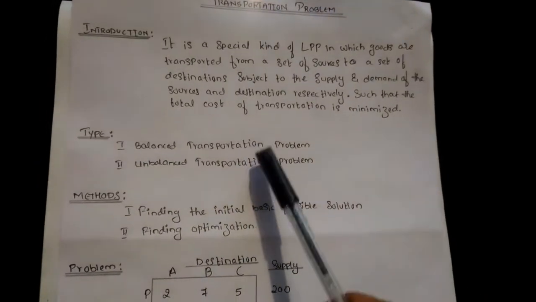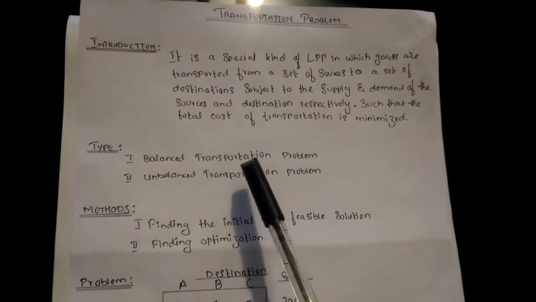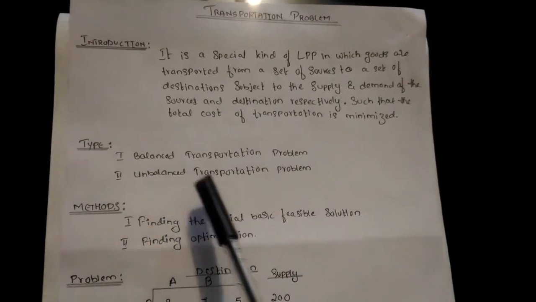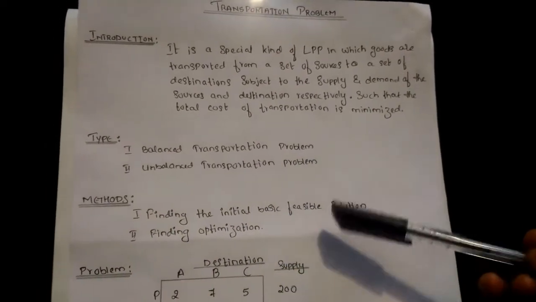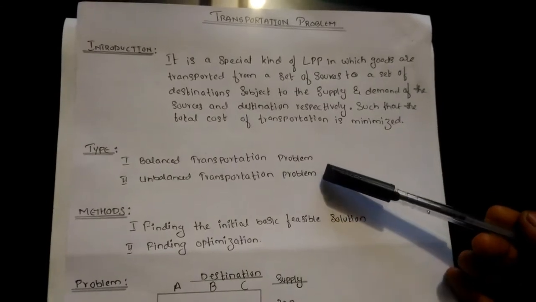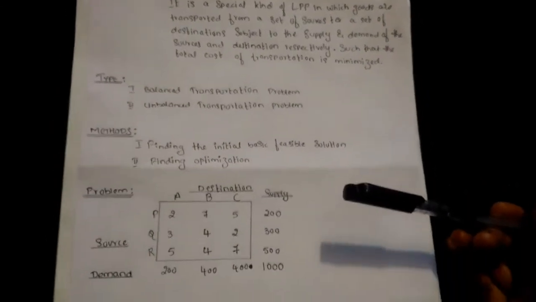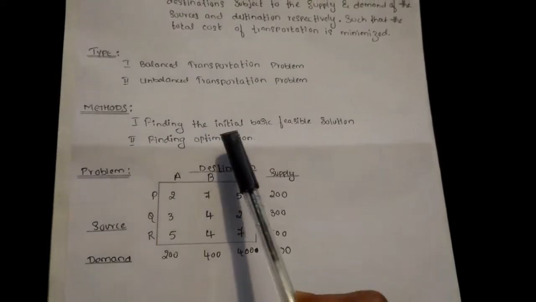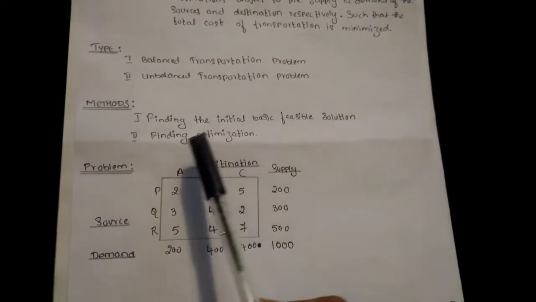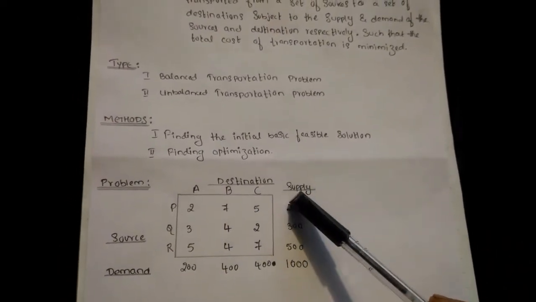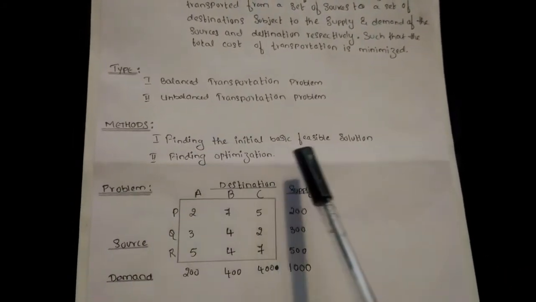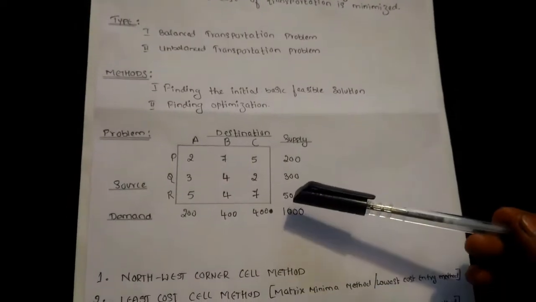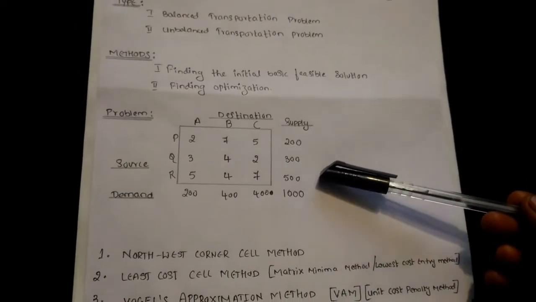There are 2 types of problems in transportation. One is the balanced transportation problem and the other is the unbalanced transportation problem. How do we check if the problem is balanced or unbalanced? We will check it in the later steps. These are the steps involved in solving a transportation problem: finding the initial basic feasible solution and finding the optimization. In this video I will only show you the methods to achieve the initial basic feasible solution.